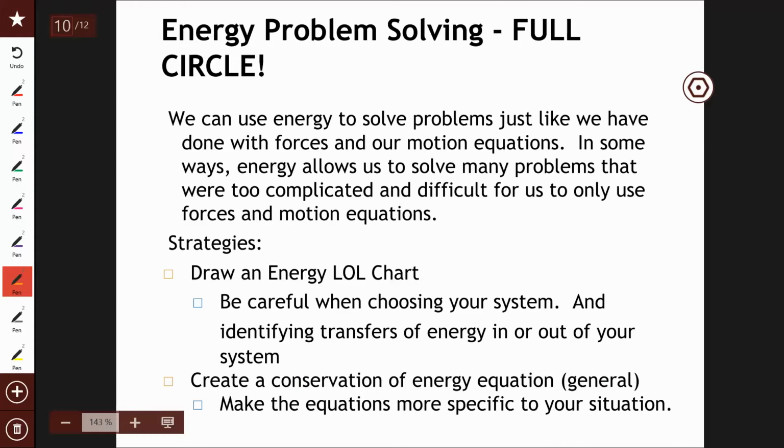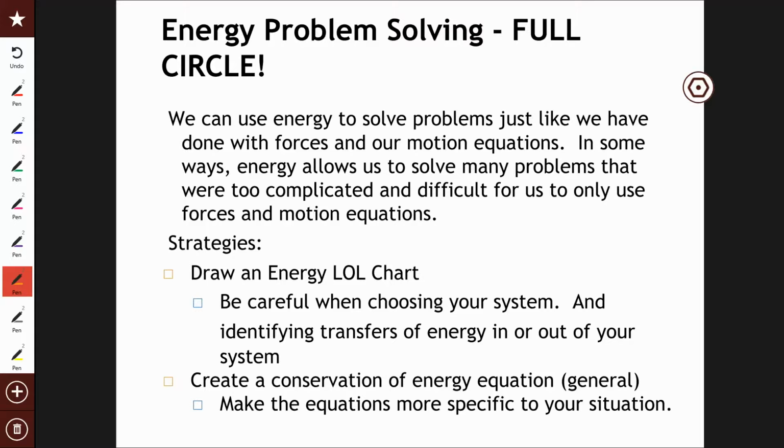So everything's come full circle now, right? We started with solving problems using just kinematic equations, our motion equations. Then we found out that we can use forces to solve the same types of problems. And now we can use energy to figure out velocities and forces and whatnot. So we're now at a third way to solve these same types of problems we've been doing for a long time.